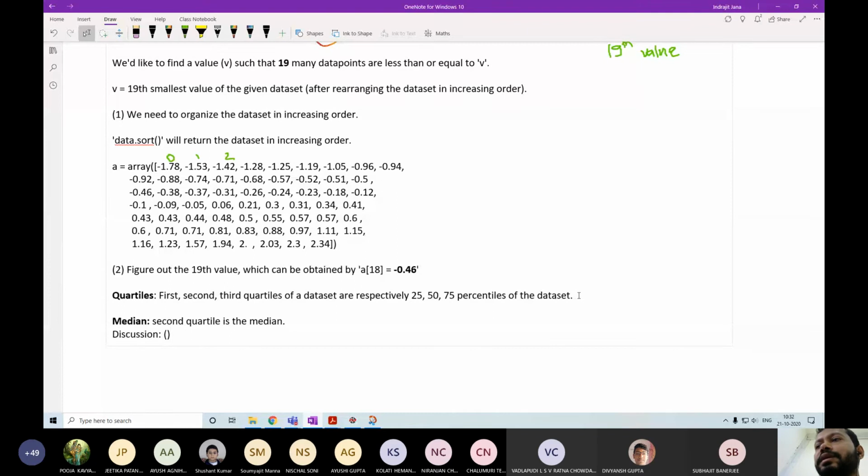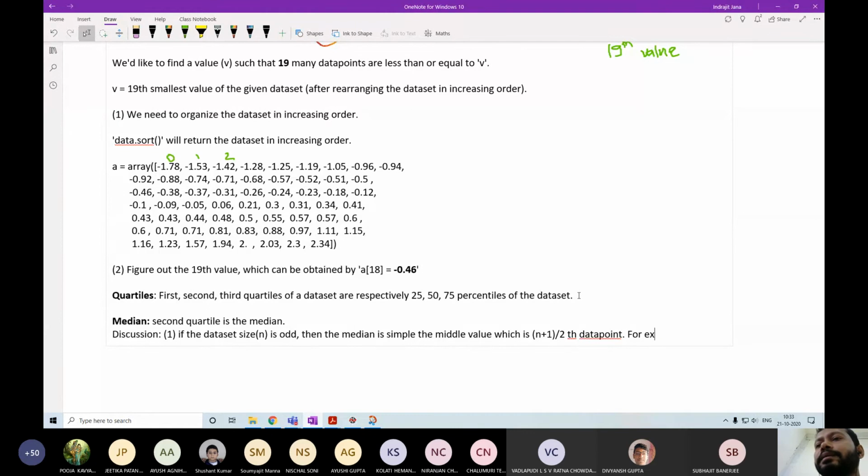And I would like to add 2 more points to this. If the data set size, which is n, is odd, right? Then the median is simply the middle value, which is, so if it is odd, then the middle value is given by the (n+1)/2 data point.